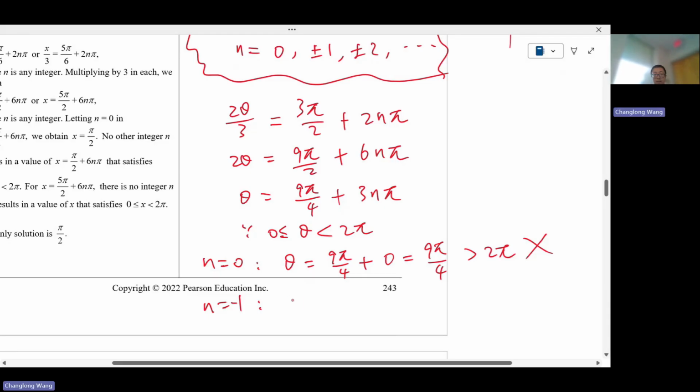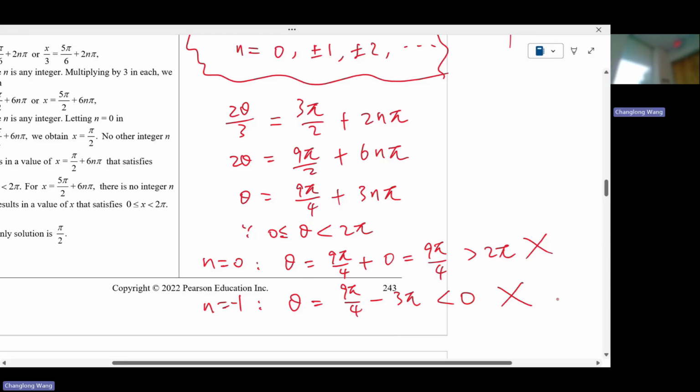All right, let's write it down. Theta is 9 pi over 4 minus 3 pi. Well, unfortunately, 3 pi is actually bigger than 9 pi over 4. That becomes negative. That's still wrong. So now, what do you think?